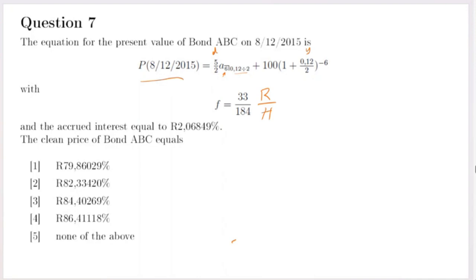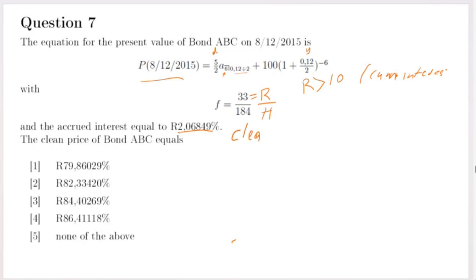Our R is 33, and we know when our R is greater than 10, we've got a cum interest formula. So we are even given the accrued interest. We are asked to calculate the clean price. First thing that you do in this question, you've got everything that you need. You don't need to do your timeline. The first thing is, what is my clean price?